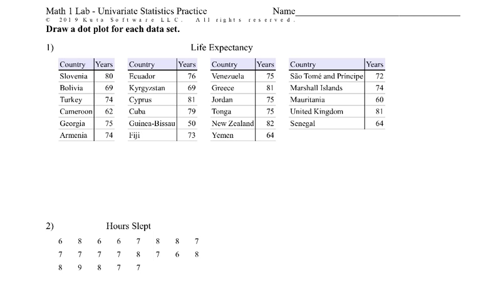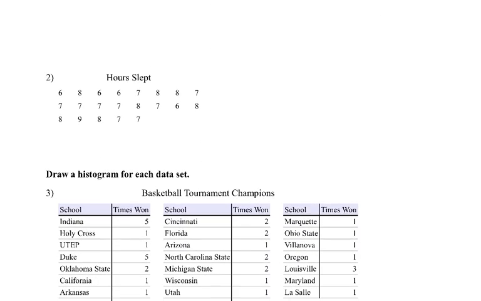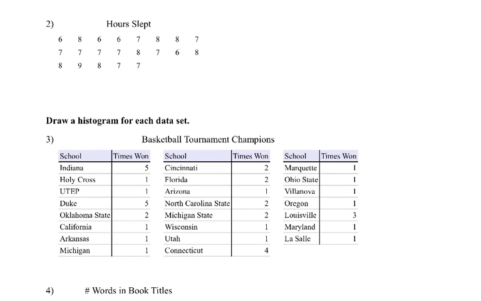Alright, here's a Math Lab univariate statistics practice that we did in class. I'm just going to do a few to remind us how we find them, and then you can do the rest. So, dot plot. If we're looking at number 2, a dot plot's pretty easy. We make a number line.